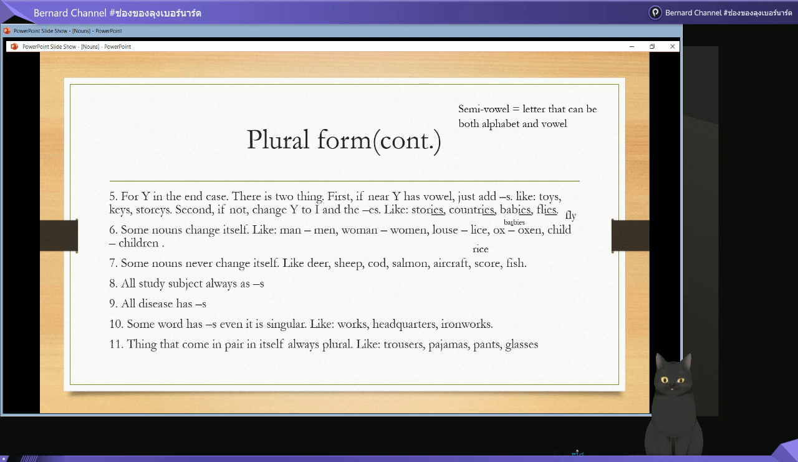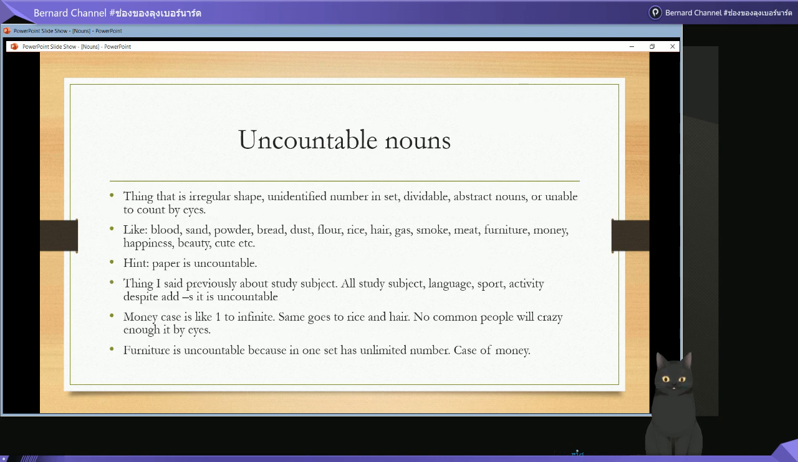Yes, it is quite problematic because this is a quite confusing thing about English a little bit. Well, every language in the world always has some confusing parts. But don't worry, it's just a small detail. As I say, although you put s or don't put s, it is still the same thing. You may say that the subject, language, sport, activity, despite having s, is uncountable.